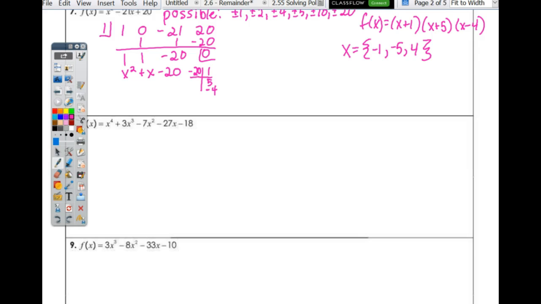Okay, so now for the next one, where should we start? We have to come up with the possibles. So it's going to be 18 divided by 1. Those are the possibles. So I'm going to have plus or minus 1, 2, 3, 6, 9, and 18. Where do you think we should start? Okay, if we start with 1.